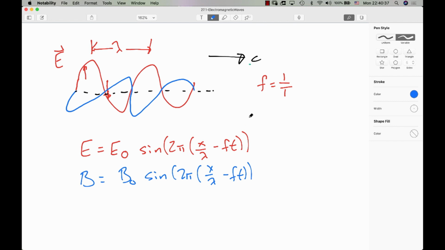And since this is a wave, just like any other wave, the speed of the wave, we always use c for the speed of light, will be equal to the frequency of the wave times the wavelength.